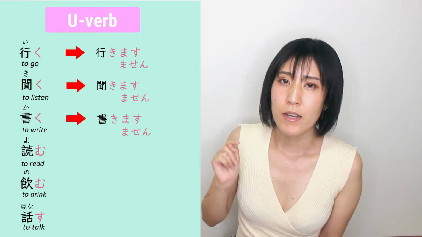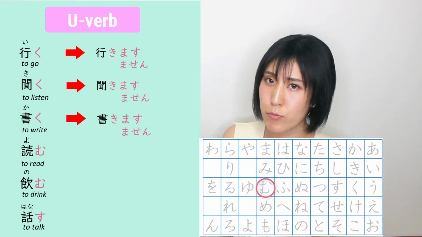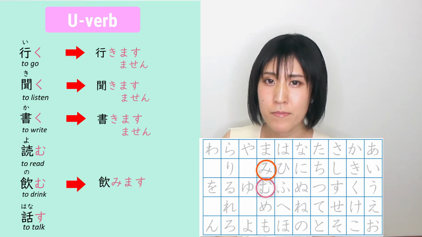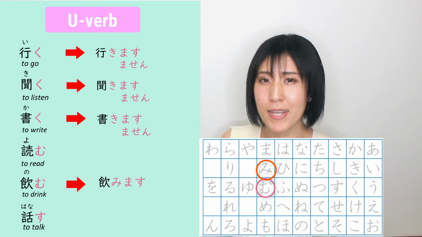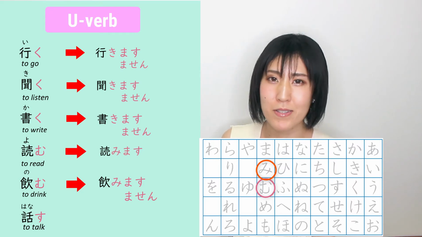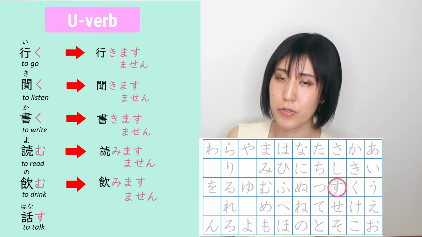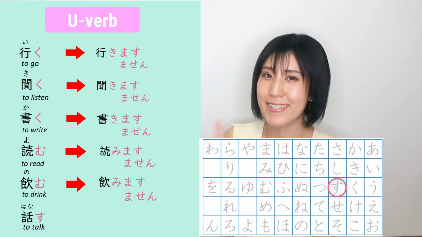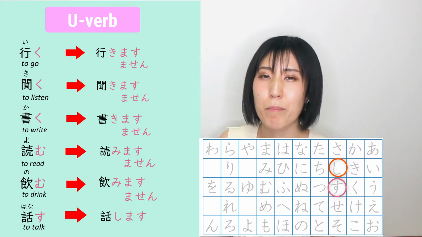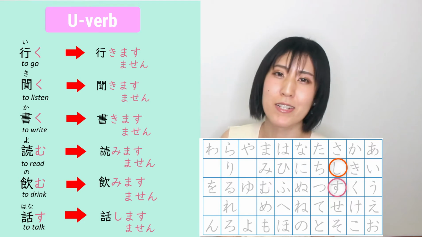What about the next one? Nomu. Mu, the e sound of mu is mi. So nomimasu. Nomimasu, nomimasen. Negative. Yomu, same. Yomimasu, yomimasen. Hanasu. Su, the e sound of su is shi. So hanashimasu, hanashimasen. Only the last letter you need to change up to the e sound, okay?